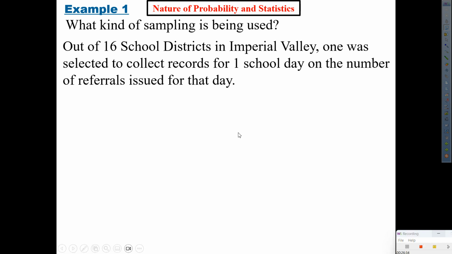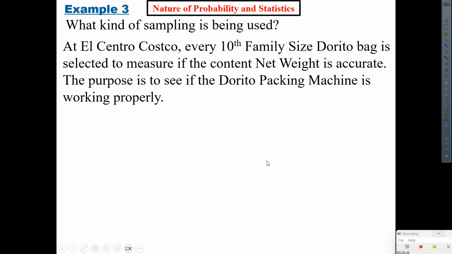Okay. Example number, let's go to number 3. It reads, at El Centro Costco, every 10th family size Dorito bag is selected to measure if the net content weight is accurate. The purpose is to see if the Dorito packing machine is working properly. Tell your neighbor what kind of sampling that is. What kind of sampling is that?